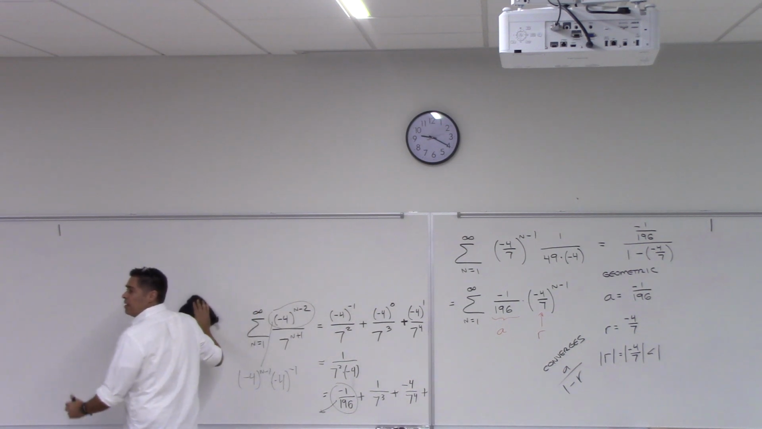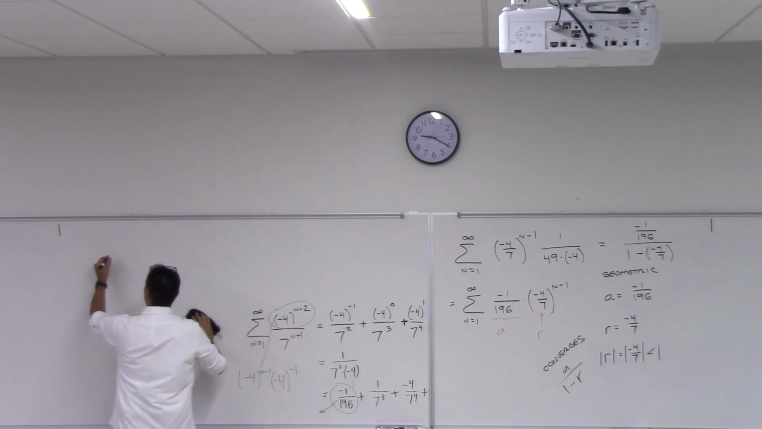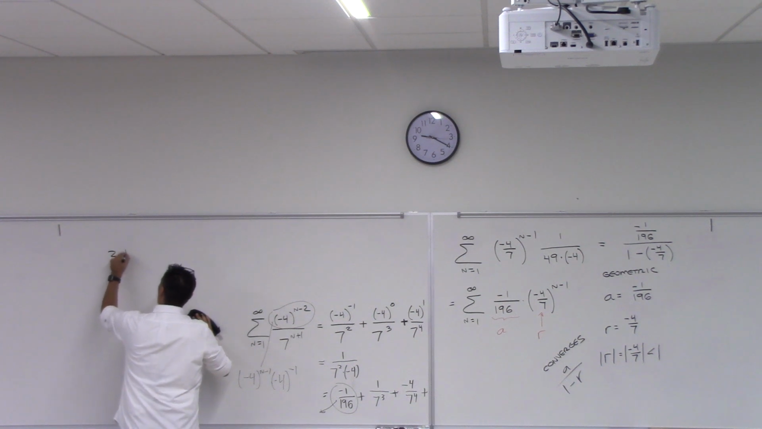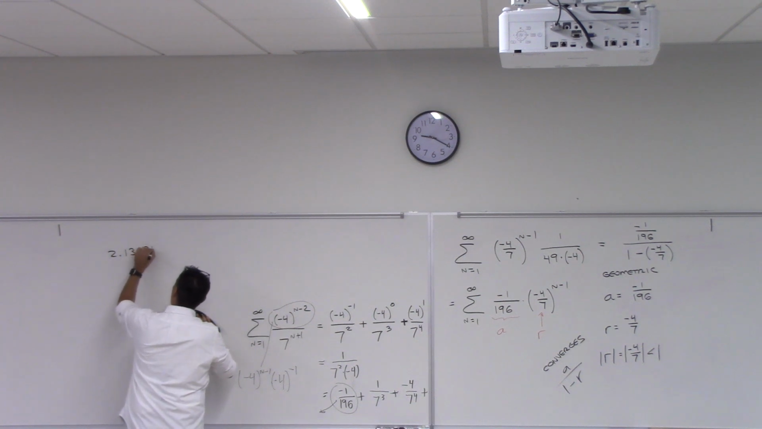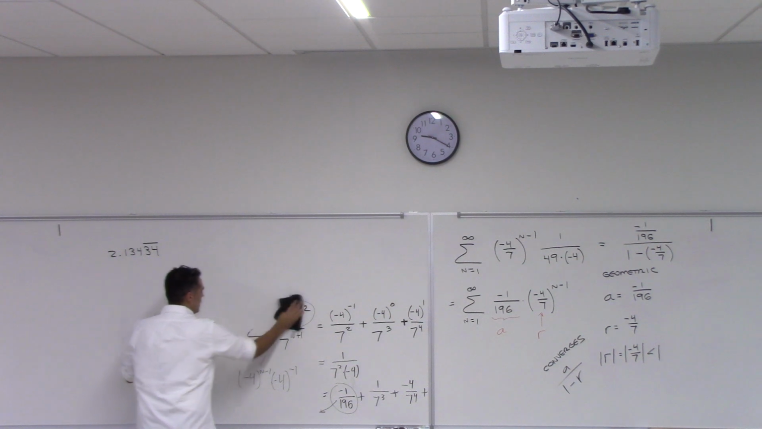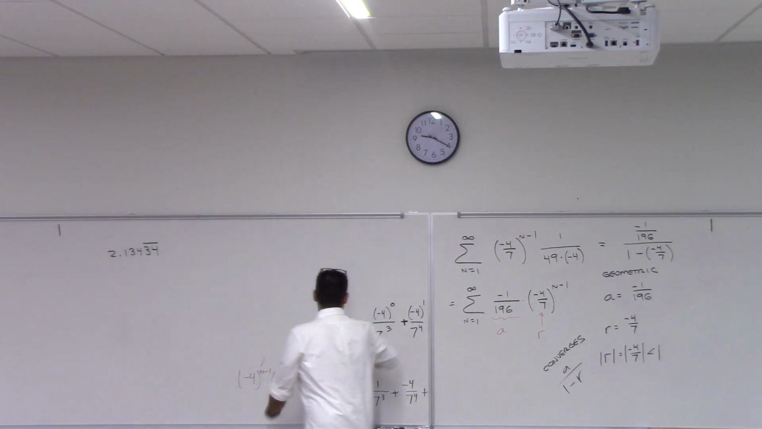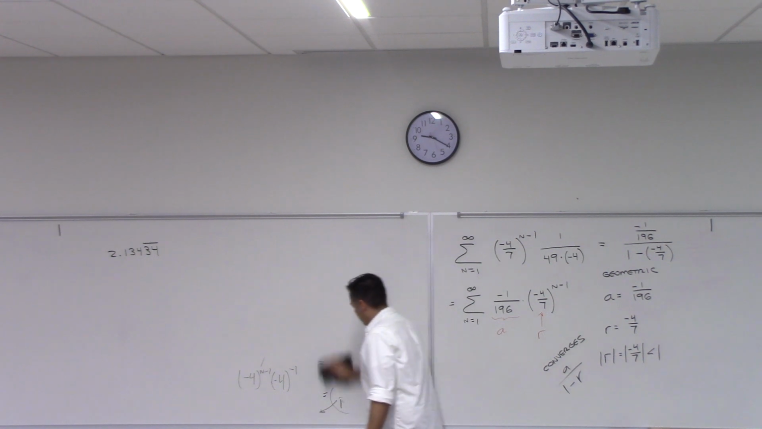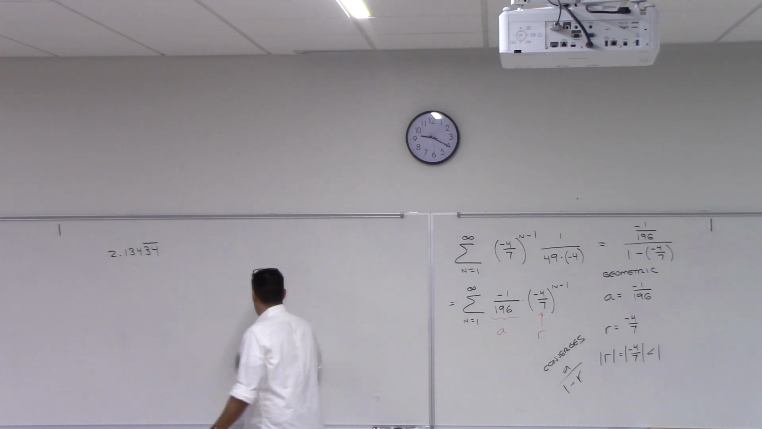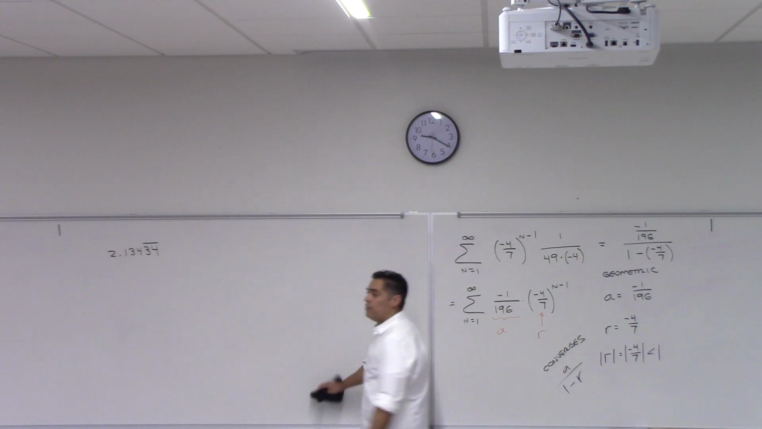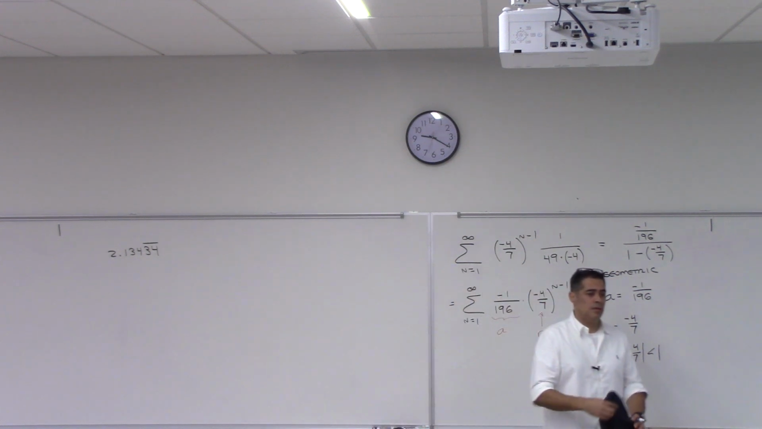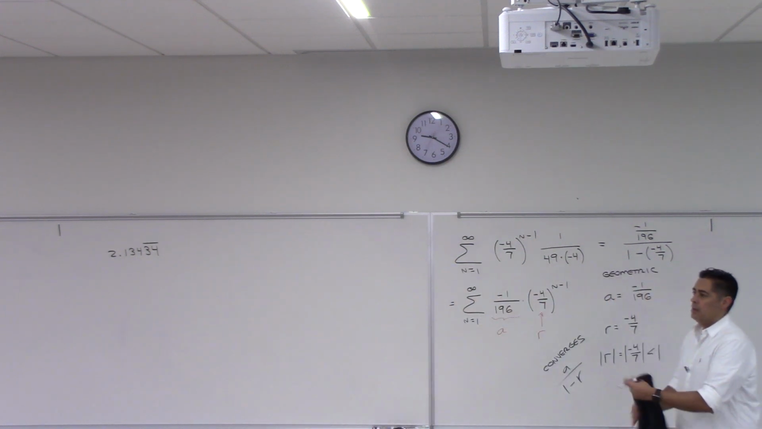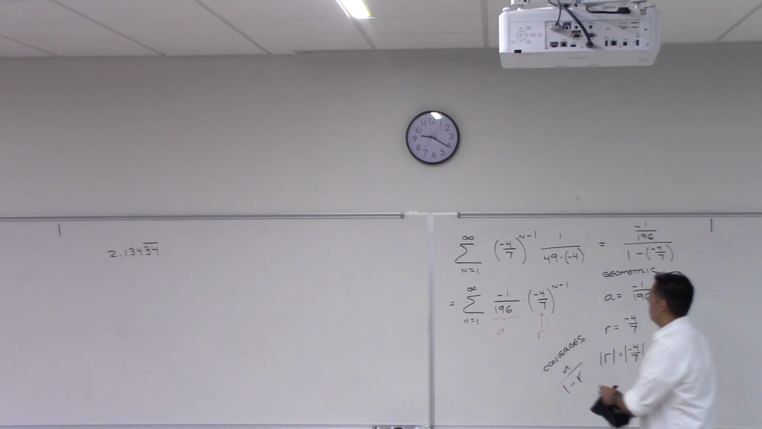All right, the last one is, and this is really strange, 2.13434, and the 3, 4 is repeating. And I'm asking us to rewrite that as a fraction, or as a rational number.